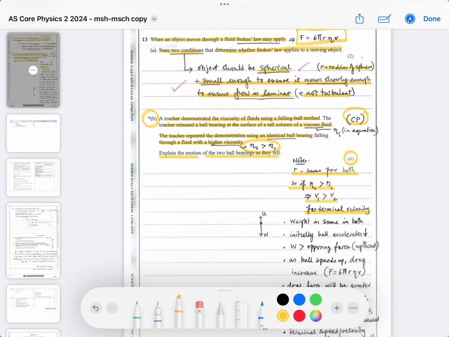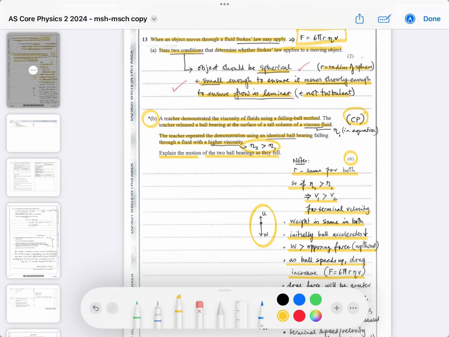So here are my notes. But in both cases, explain the motion. The weight is the same in both. Initially, the ball accelerates because the weight is pulling it down, so you've got to say downwards. So initially, the weight is greater than the upthrust. So the weight is greater than all the opposing forces because it hasn't built up any speed yet when it first starts falling. As the ball speeds up, however, you also get the viscous drag increasing, F equals 6 pi r eta v.